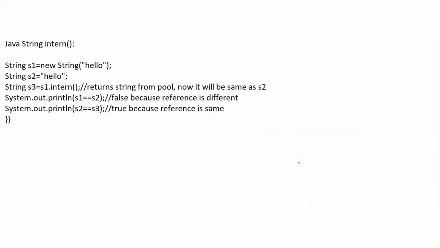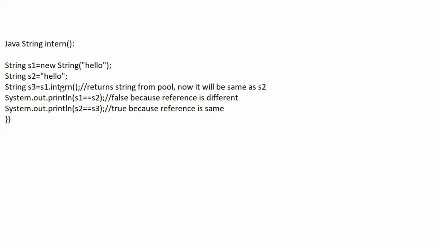Next, what is intern? Whenever we create a string using the string object, s1 is an object, right? Where is it going to be stored? It's going to be stored in the string non-constant pool memory. Now what is s2? s2 is a string literal, which is created in the string constant pool. Now I am making s1 intern, so s1 will now refer to the constant pool.